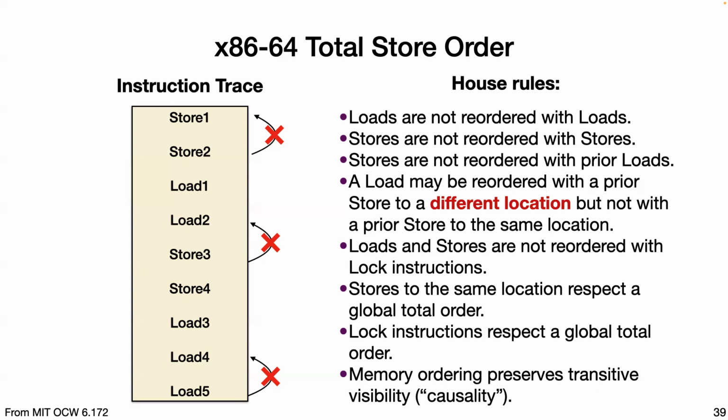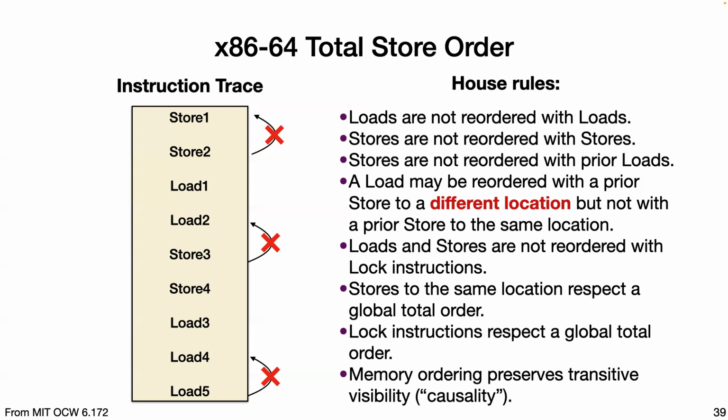But a load can be reordered with a prior store to a different location. This is what we were just saying: because of the store buffer, the load may do the load bypass, and it can be reordered with a prior store to a different location, but not to a store to the same location. So if you store A and you load A under this total store order, you're still reading the A that you just wrote down. You're getting the value that you expect to get.